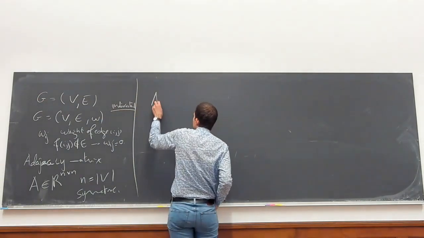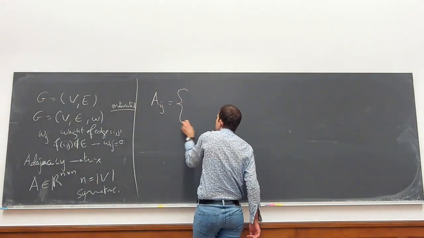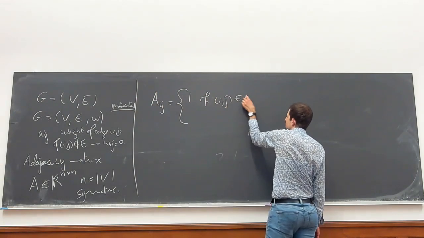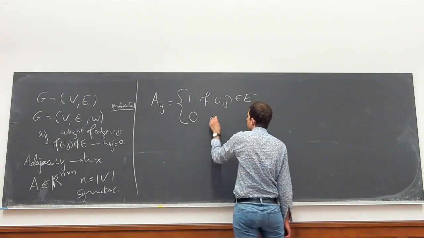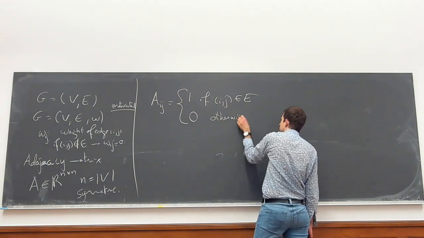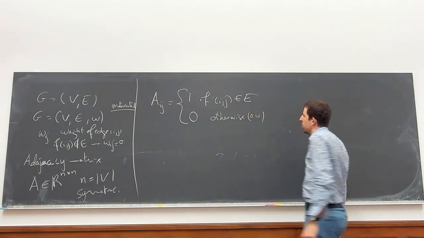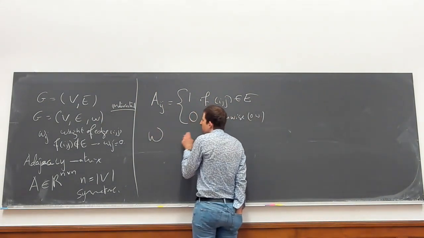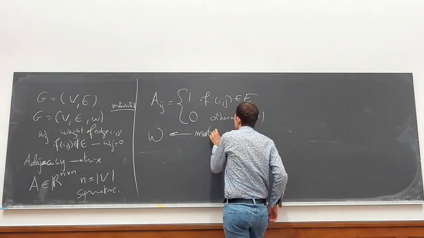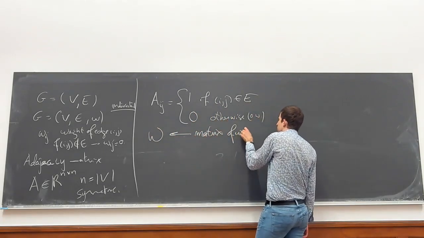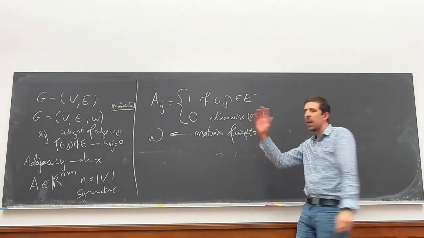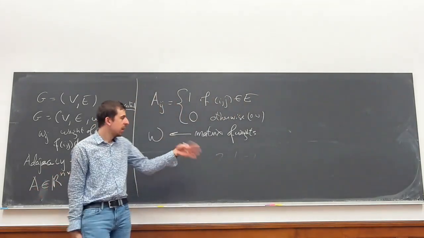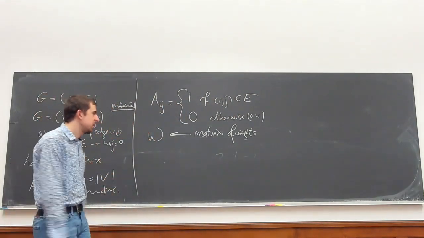And the adjacency matrix is defined the following way. Aij is 1 if ij is an edge, 0 otherwise. This is essentially the same thing as the matrix of weights. I will use A for the adjacency matrix of a graph without weights, and I will use W when it has weights, which is the same thing.